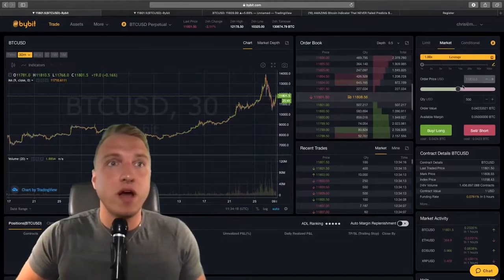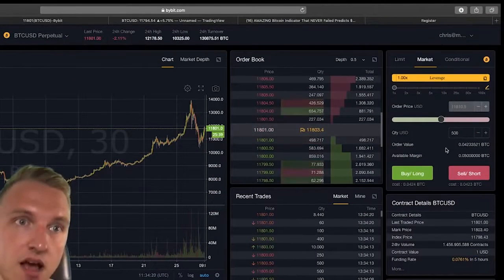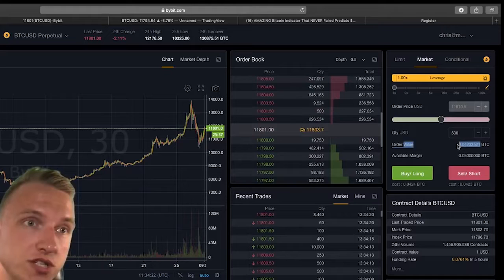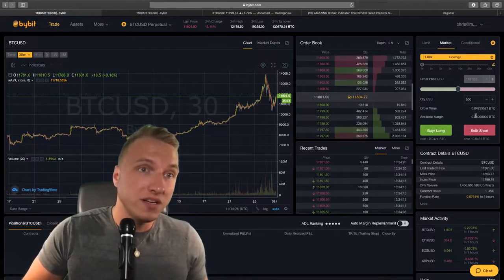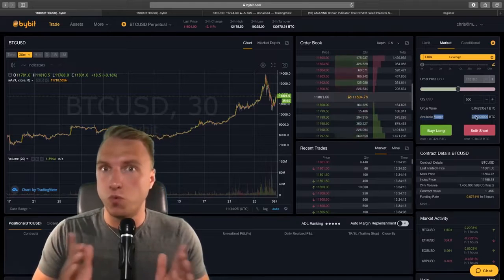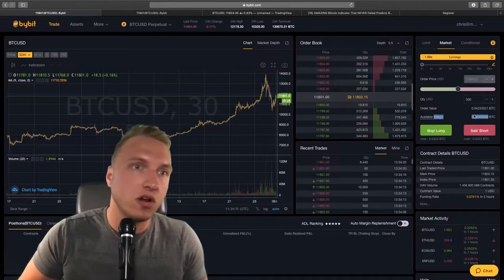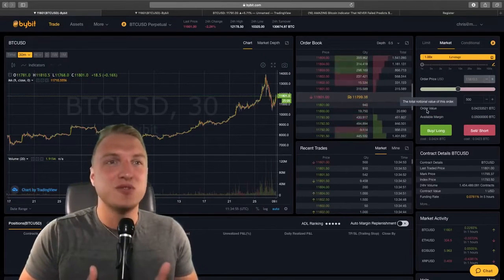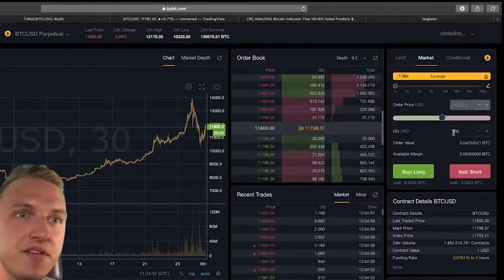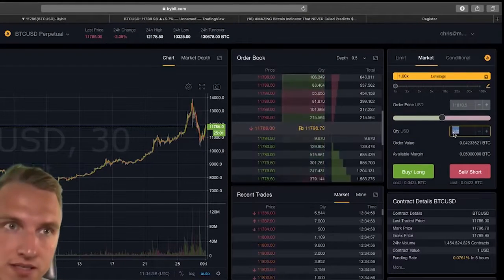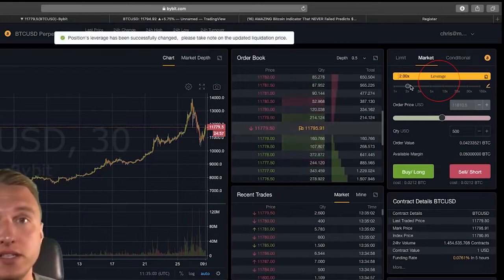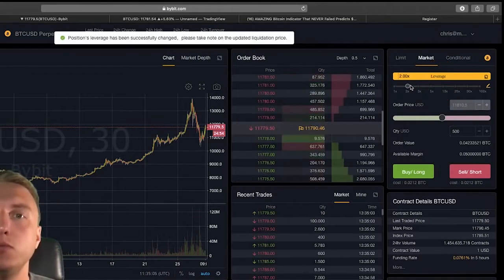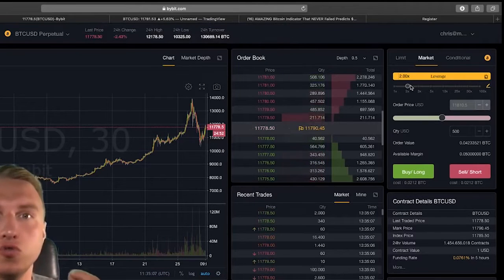You can see that right now we have put in $500. We can see the order value right here, which is already the $500. That's not exactly our available margin, which was, if you remember, close to $600. Now we want to show you how to trade with leverage. We still have the $500 in the quantity, but now we increase the leverage from 1x, which is 100% of our equity, to 2x.